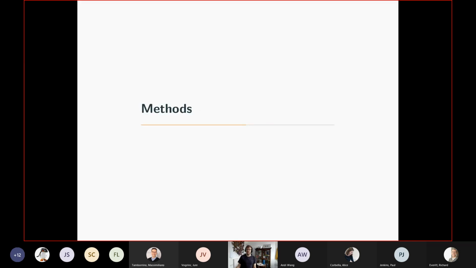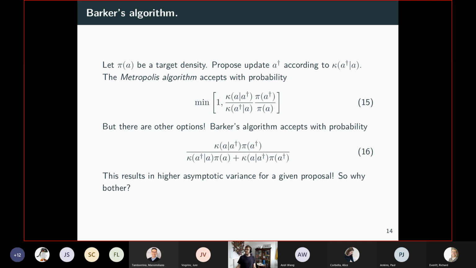Yeah, for that, I'm going to have to pull in a couple of methods, and they sort of rely on each other. It's a bit like a tower of methods where we are going to be working our way up. And so the first level here is Barker's algorithm.